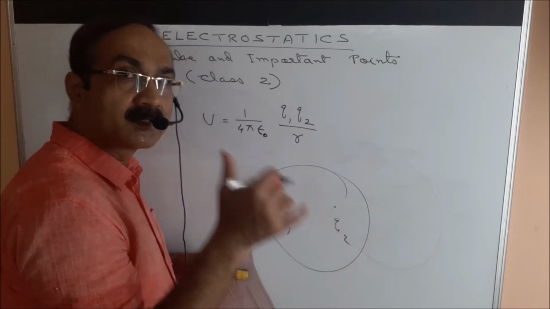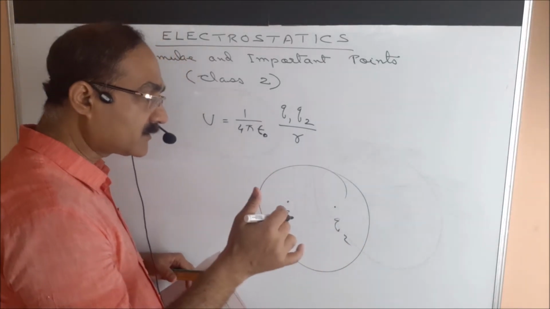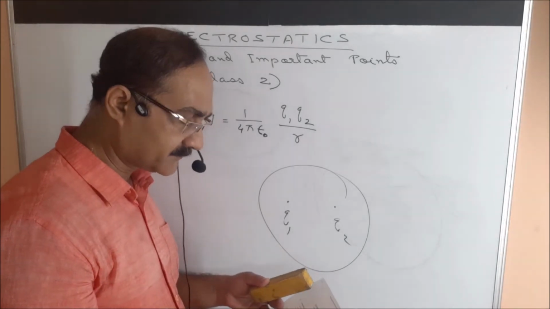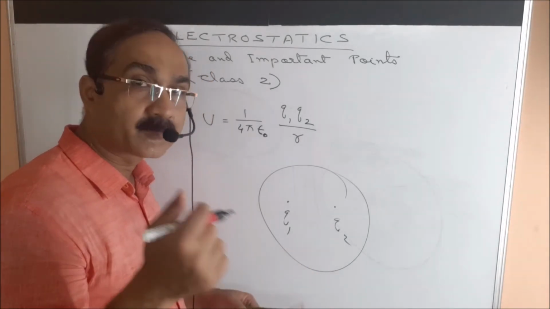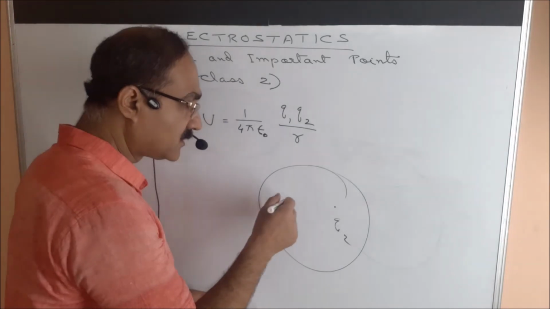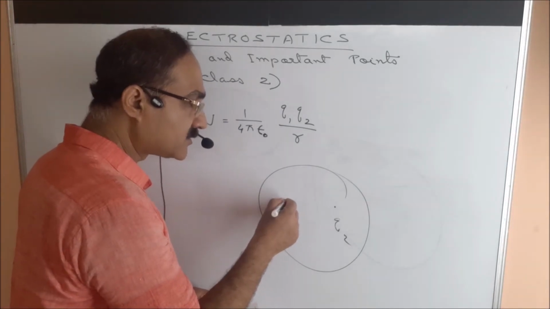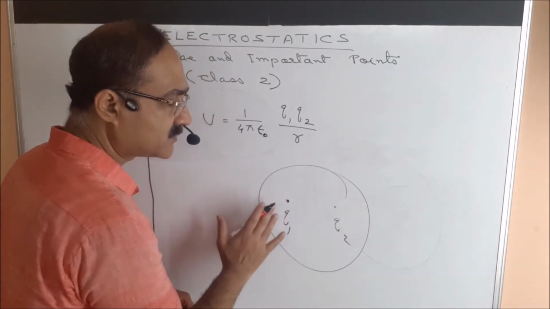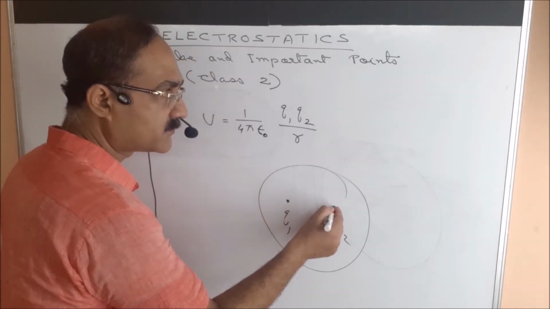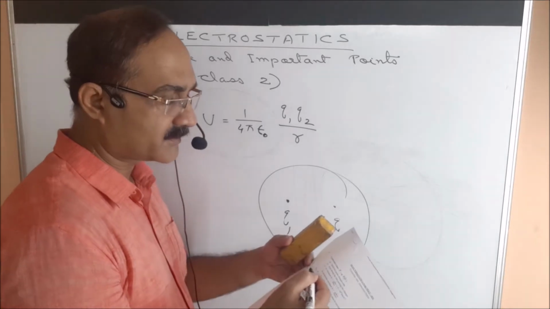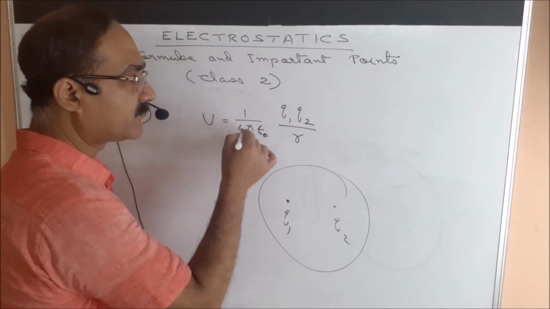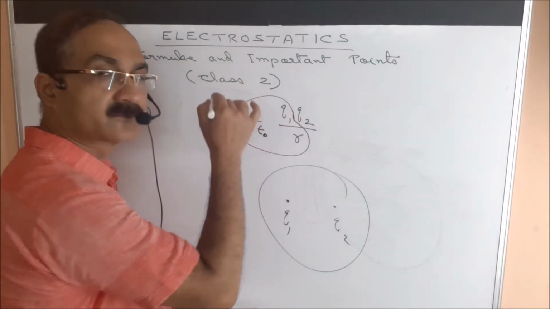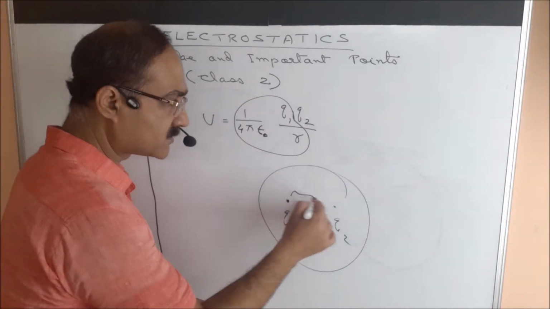Okay? Now you see, go to point number 3. Potential due to a point charge. If you consider only this charge, forget about the other charge now, if only this charge is there, the potential at this point will be, as per our point number 3, 1 by 4 pi epsilon naught Q1 by R, because this is at a distance of R.